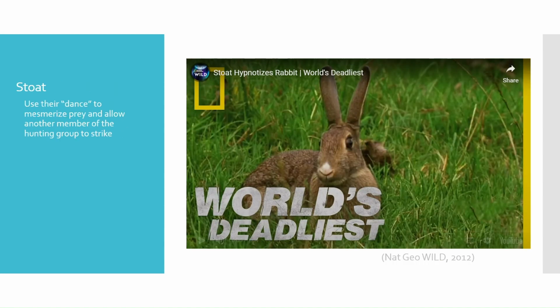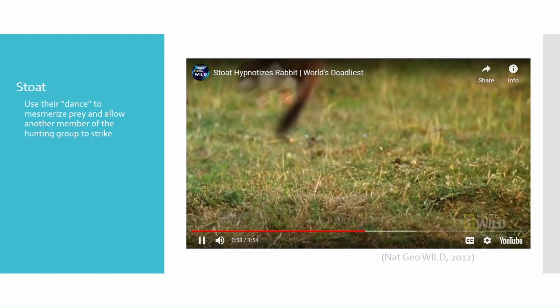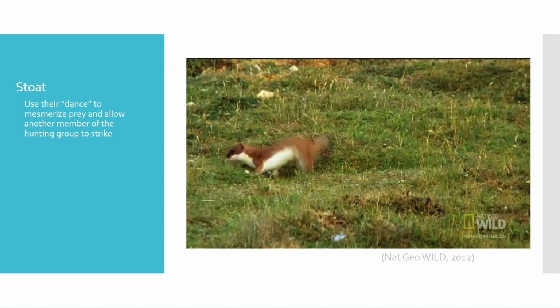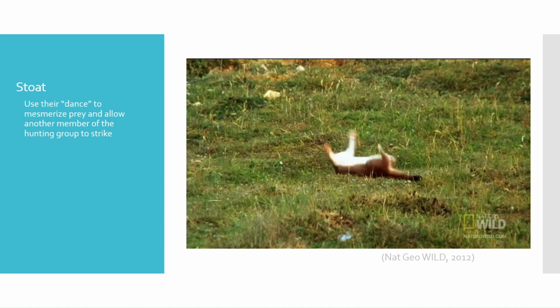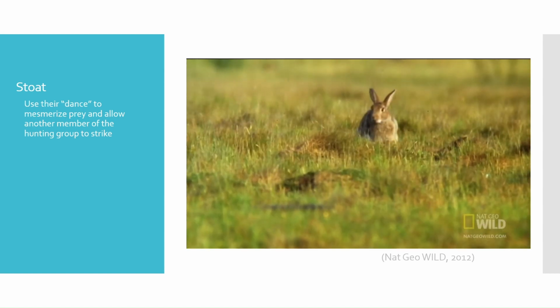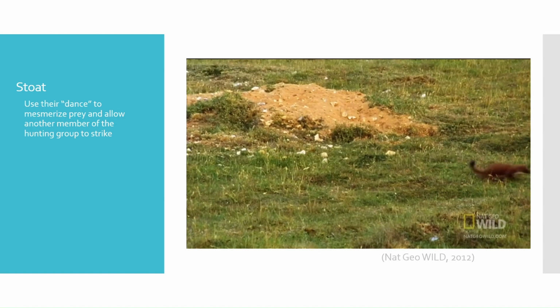Now we will move on to the stoat. This stoat, as you can see, is very slender and thin looking, but as you can tell, most of their muscle mass is located towards their legs mainly.